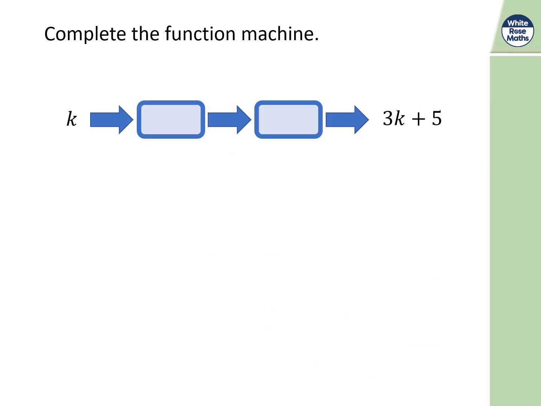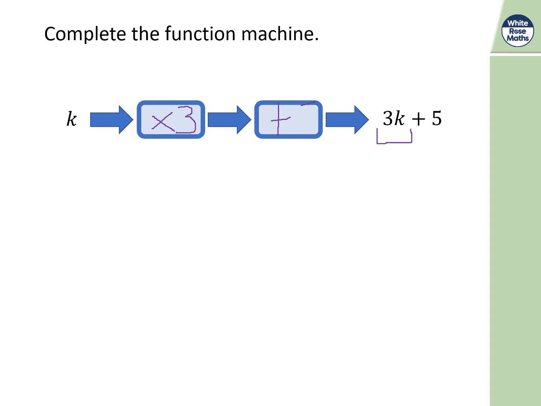Okay, so this one here, complete the function machine. So I've got k, something, and then something, and then get 3k plus 5. Taking our time here. First of all, it's been times by 3 first. So I times it by 3 first, and then I add the 5.